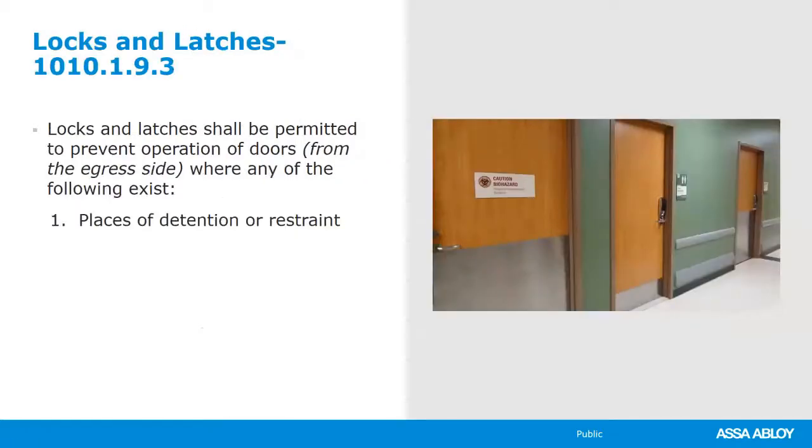So here are some of the areas where we can lock the door on the egress side. Very, very wide open. Number one, places of detention or restraint. If you have a holding room or some kind of behavioral health area, the AHJ will allow it in places of detention or restraint, and it's very wide open for interpretation so that they can look at the area, their means of egress, the staffing, and then say yes or no.